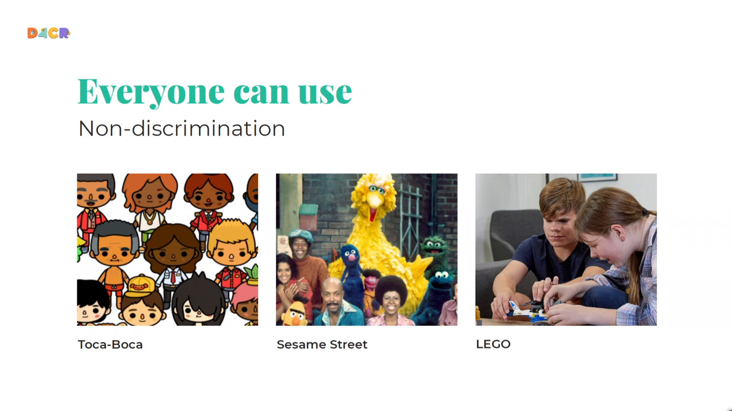We have a second example, which is Sesame Street, which started in the 60s. But they are one really good example and best practice of how they involved multiracial characters. They were also one of the first TV series to include a character with autism. Another example, Lego, is also part of D4CR. They just released instructions for blind children, using Braille and voice instructions to build Lego sets.